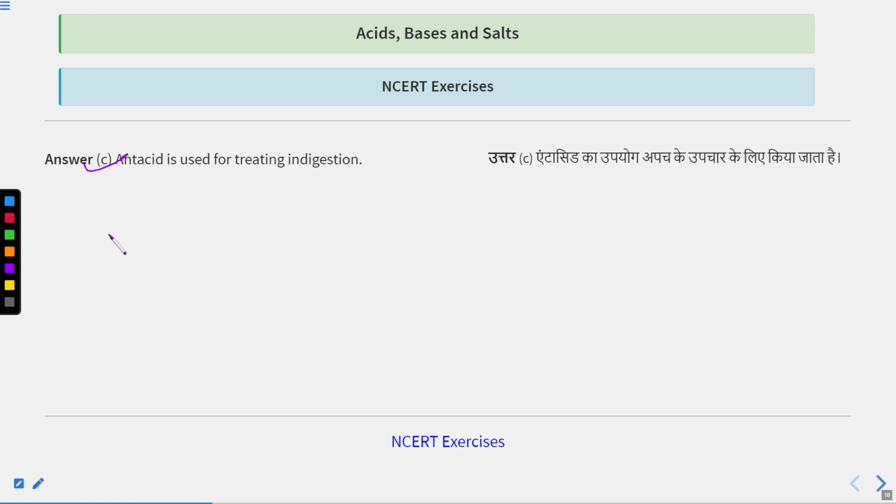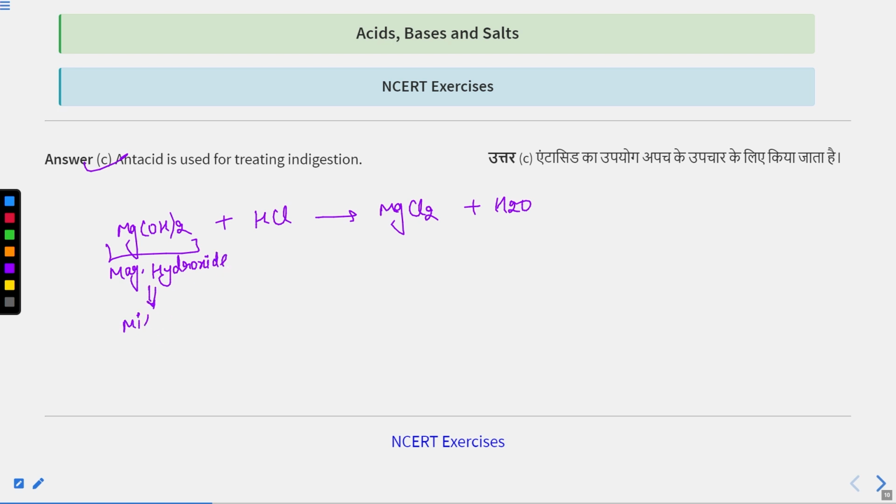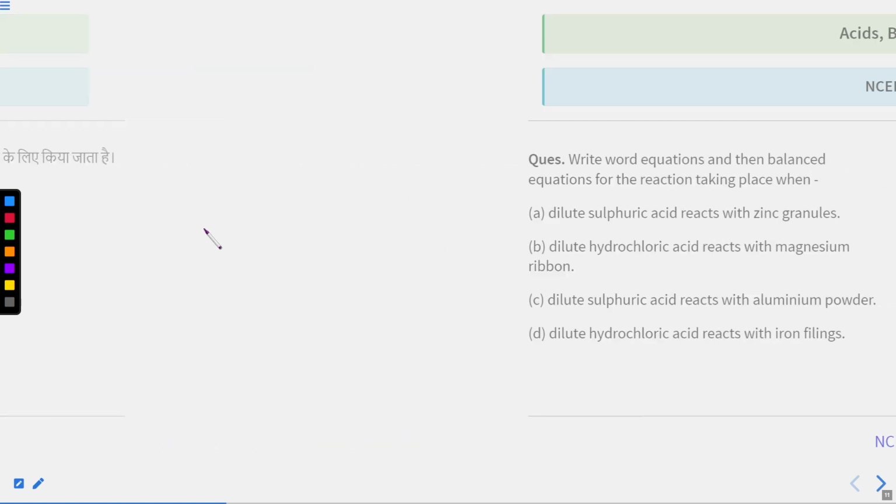If you take any type of acid and it reacts, suppose you are taking Mg(OH)2, magnesium hydroxide, and it is reacting with HCl, you will get MgCl2, salt, and water. This is magnesium hydroxide, a mild base. This is an acid. So base plus acid gives salt and water. Let's move to the next question.